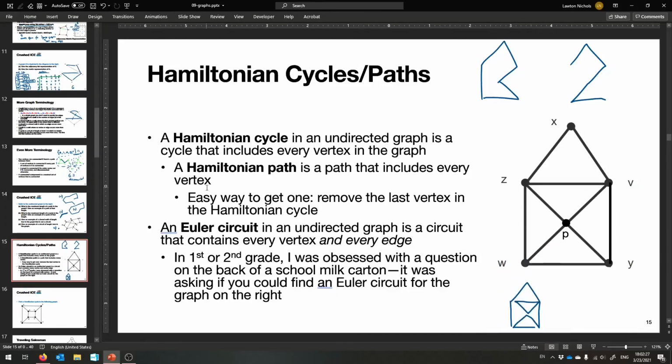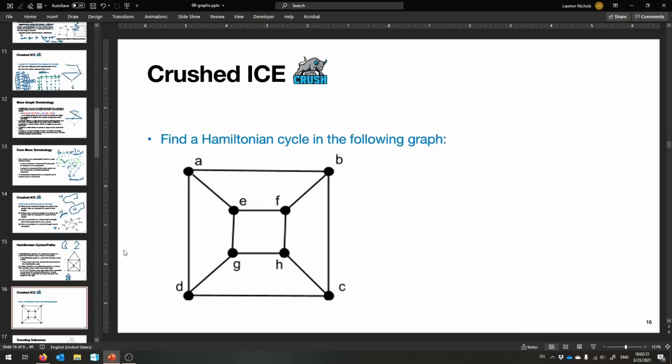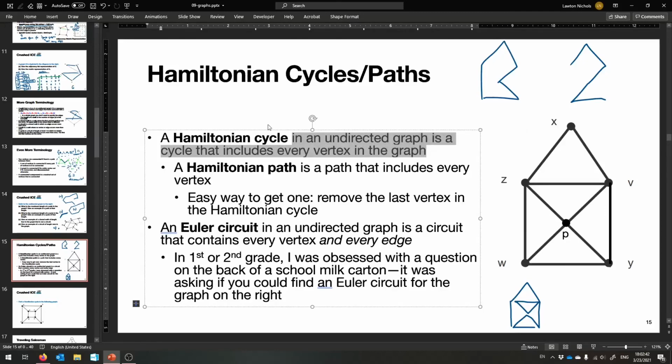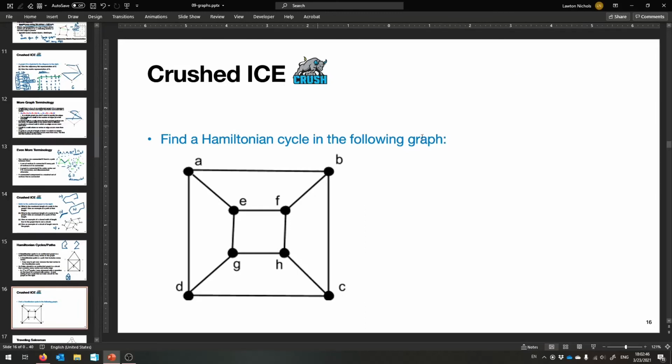Okay, so that is Hamiltonian cycles and paths, and now it's your turn. So go ahead and find a Hamiltonian cycle in the following graph. And so you just have to find a nice way to go through every possible vertex. Remember that you've got to wrap back around to where you started. Okay, well, let's see what we got here. So we got to cover everybody, and we have to somehow end up where we started.